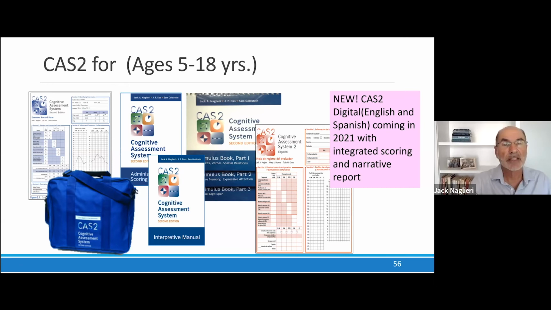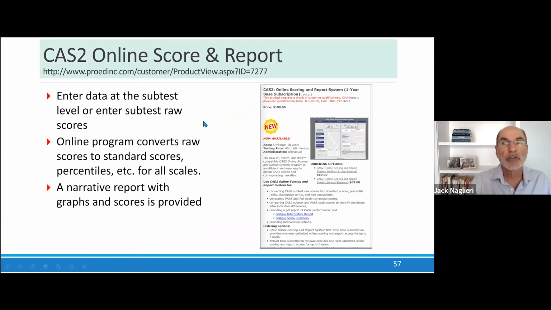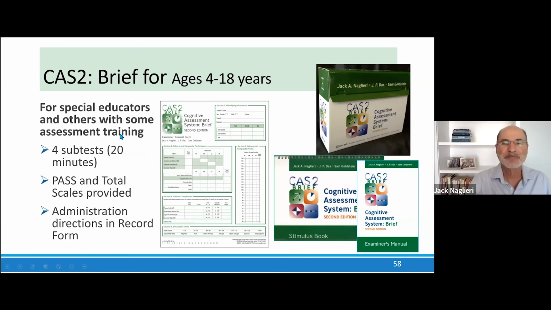And we also have online scoring and report writing. So I wrote a report for every possible combination of scores. It was a long report. But it's inexpensive and it's unlimited. Once you get the subscription, you can use it as much as you want. And you can cut and paste and download and customize as you see fit. It takes all the grunt work out of it, so to speak, right?